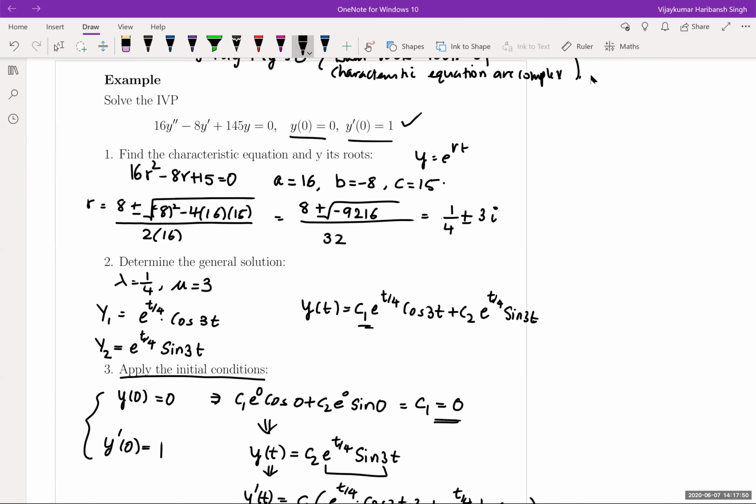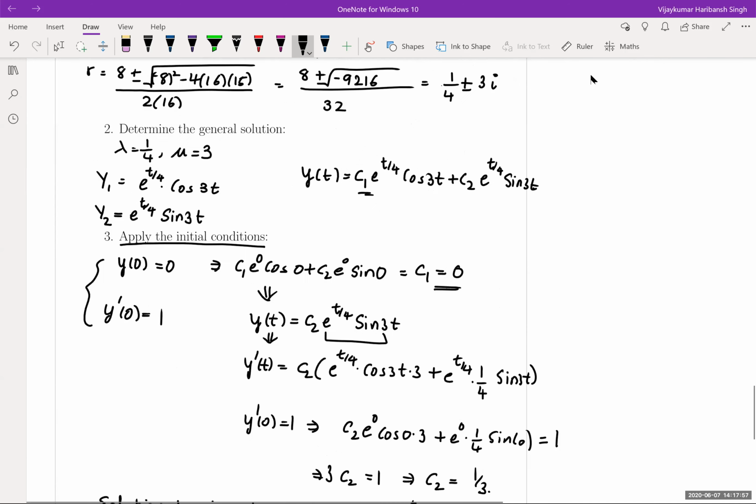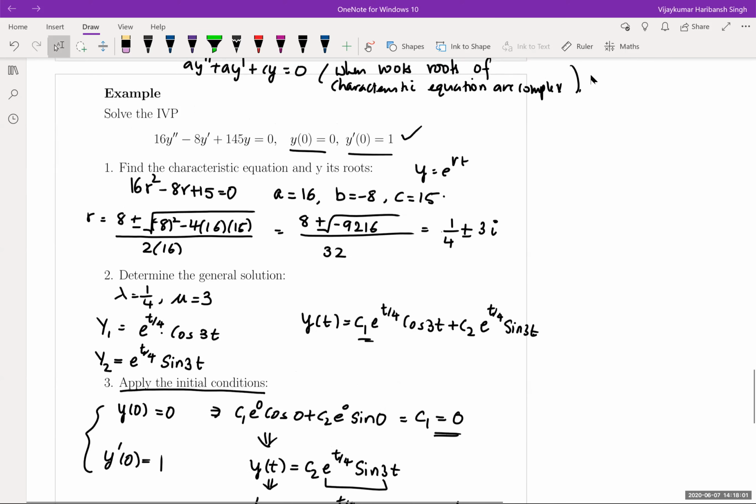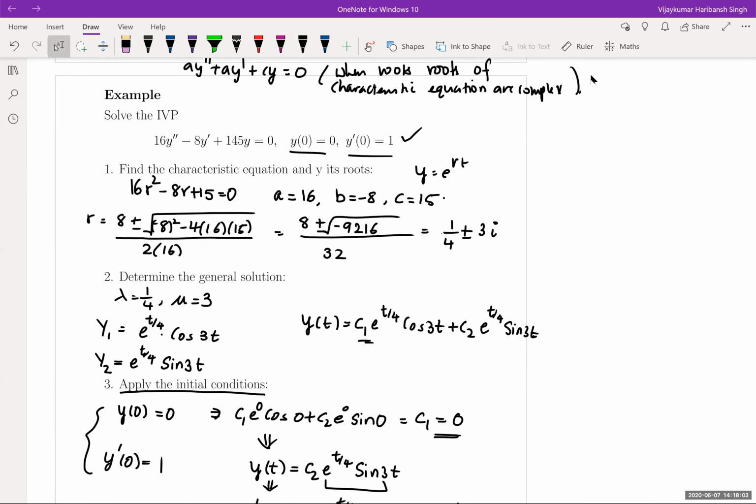For real roots, we have already seen when they are distinct. We have already seen that in 3.2. Now, the next section is about when the roots are real, but what? But they are the same. That means the roots are not distinct.